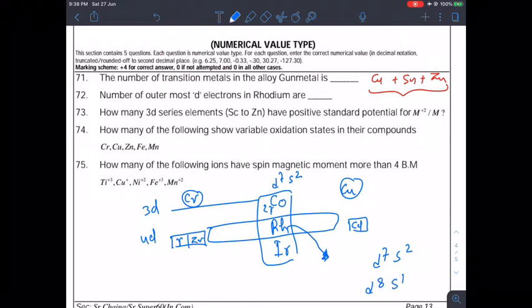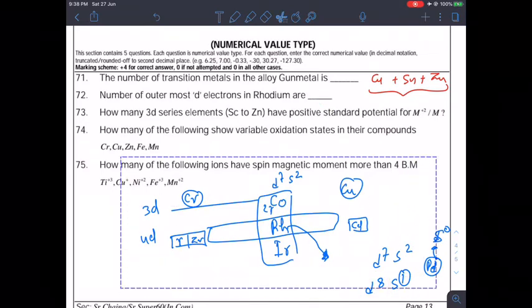And you know that s1 will be there for most of the cases in the d block, except for the case of palladium. It has d10 configuration, it has s0 configuration, otherwise most of them have s1. So they are asking about the number of outermost d electrons in rhodium. How many d electrons do we have? 8. So the correct answer in this case will be 8.